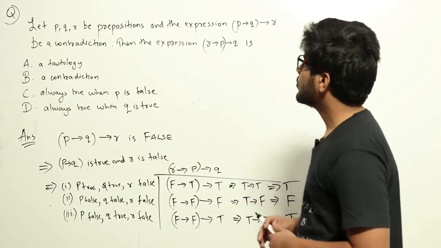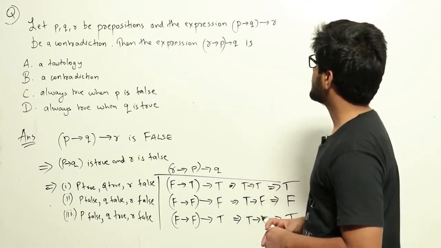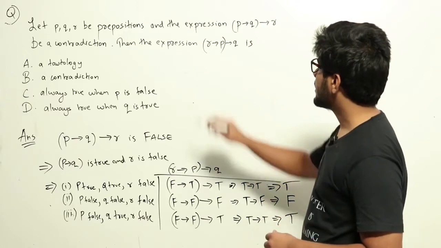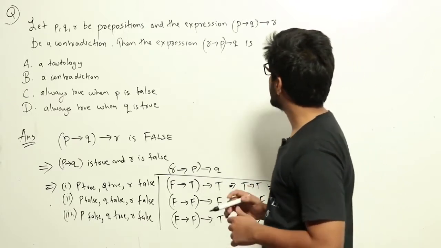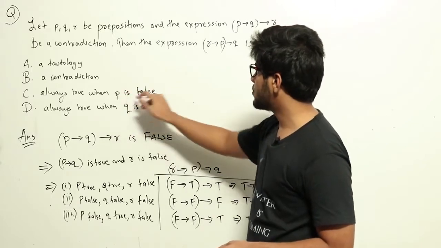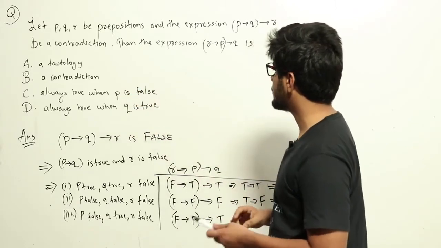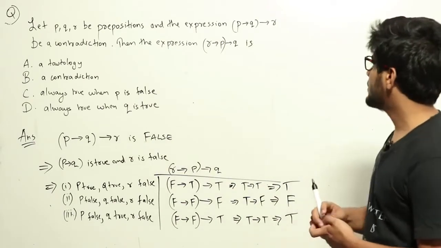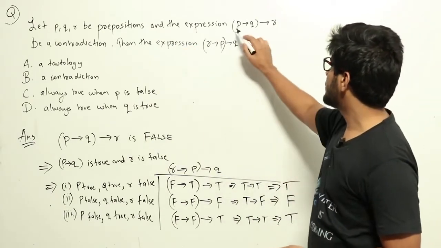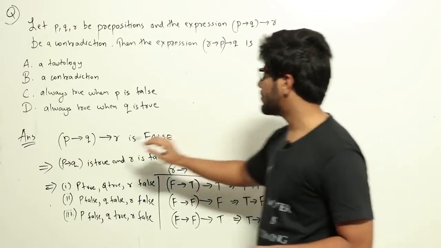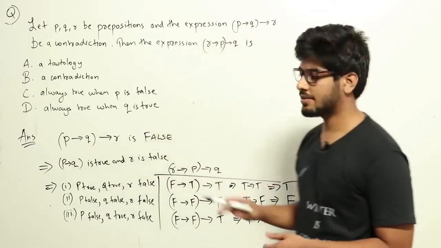Let P, Q, R be propositions and the expression P implies Q implies R be a contradiction. Then the expression R implies P implies Q is: a tautology, a contradiction, always true when P is false, always true when Q is true. So this is a question from propositional logic in which they have given us that P implies Q implies R is a contradiction, which means that P implies Q implies R is false.